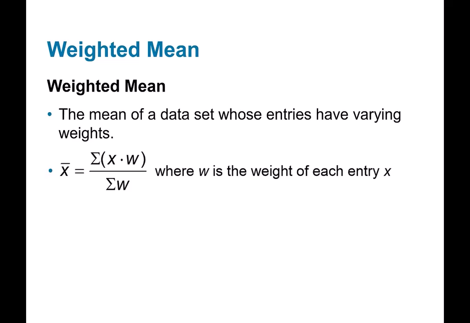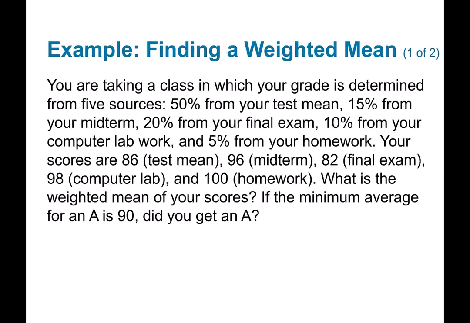For a weighted mean, we still represent it with x bar, or mu if we're talking about population, but usually we just have x bar. It's the sum of the data value times the weight, so you have to do that multiplication first, and then add up all of those, and divide by the sum of the weights. So let's look at an example calculating this.